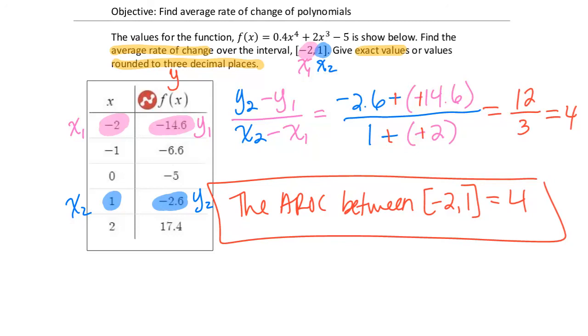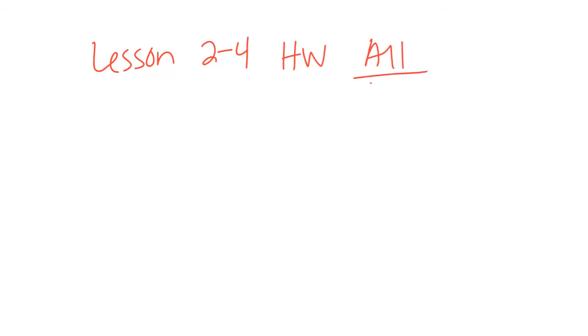Hold on just a second. Okay, so for the rest of the period, you guys are working on the lesson 2-4 homework. Now you guys got to do all of them. If you did 1 through 4 yesterday, then you only got to do the 5 through 8, which that should be really quick. If you finish that, then go look at your missing assignments.